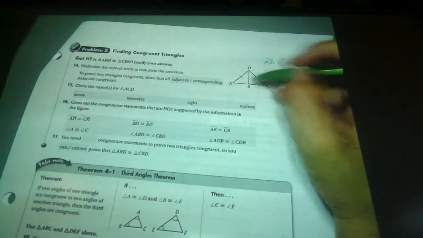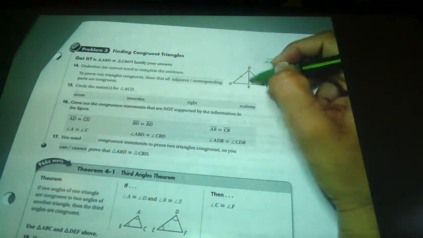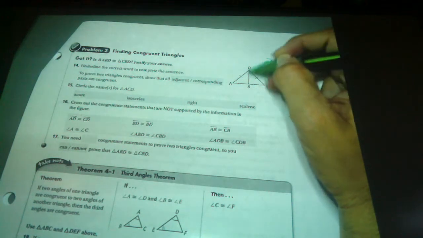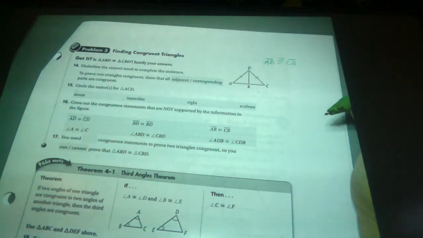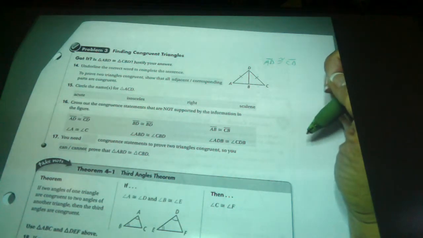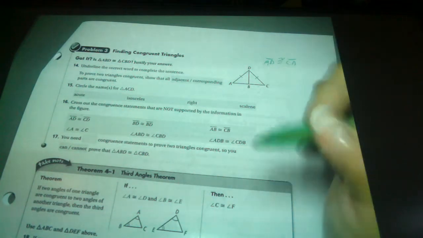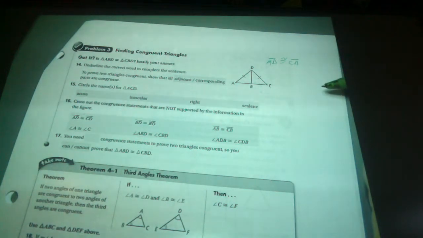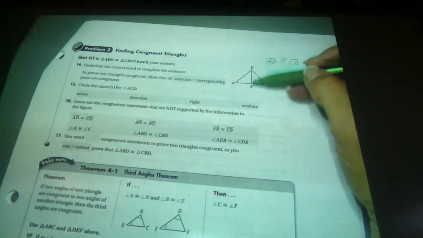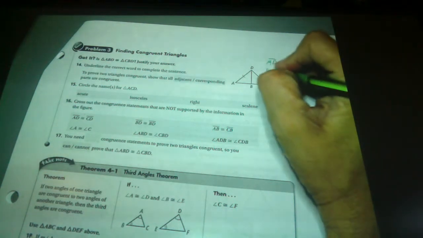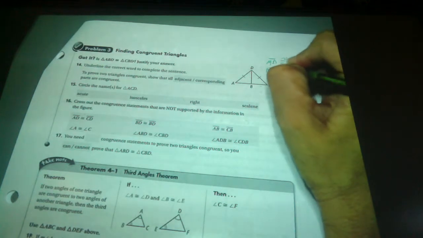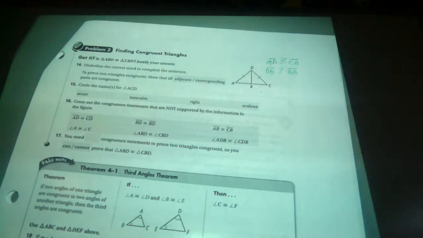Think of it in terms of this triangle versus this triangle. No, because we have no tick marks. So if there's no tick marks, you can't assume it. Eric? Which one? What about DB? It's the same side. Since both triangles share side DB, we can conclude that DB is congruent to DB. So there's no tick marks on that one, but the fact that they do share it means that they're congruent.